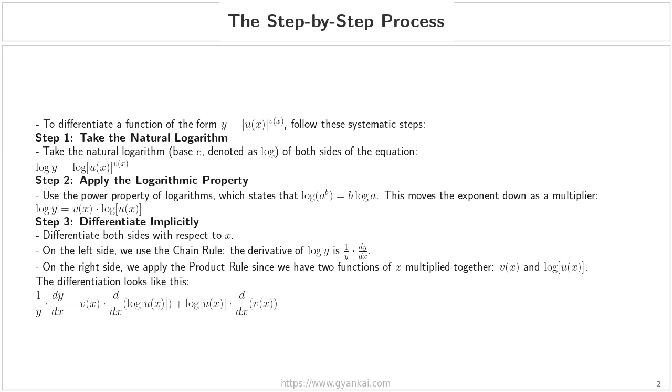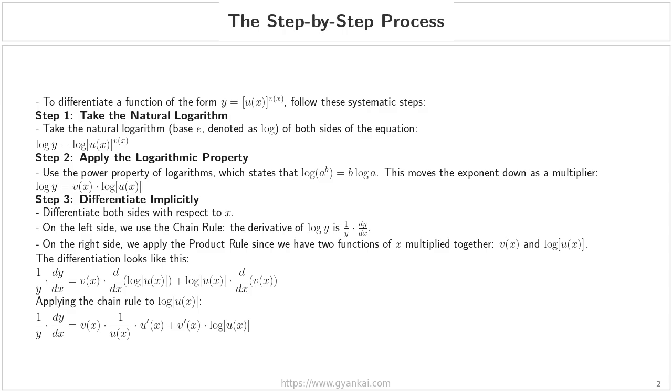1 over y times dy over dx equals v of x times the derivative of log of u of x, plus log of u of x times the derivative of v of x. If we further apply the chain rule to the term log of u of x, the equation becomes 1 over y times dy over dx equals v of x times 1 over u of x times u prime of x, plus v prime of x times log of u of x.